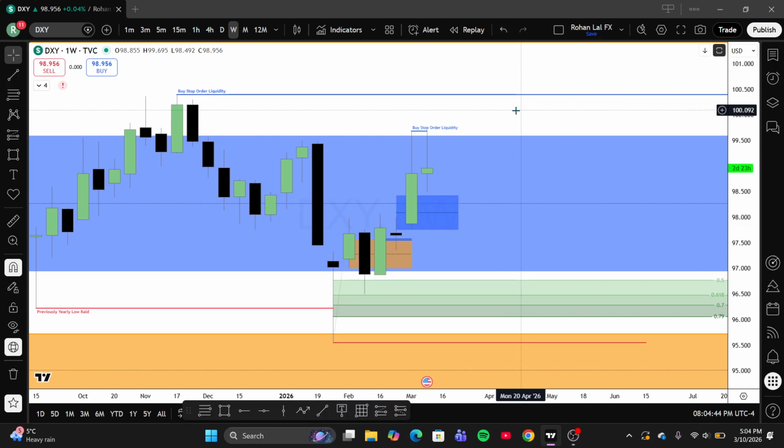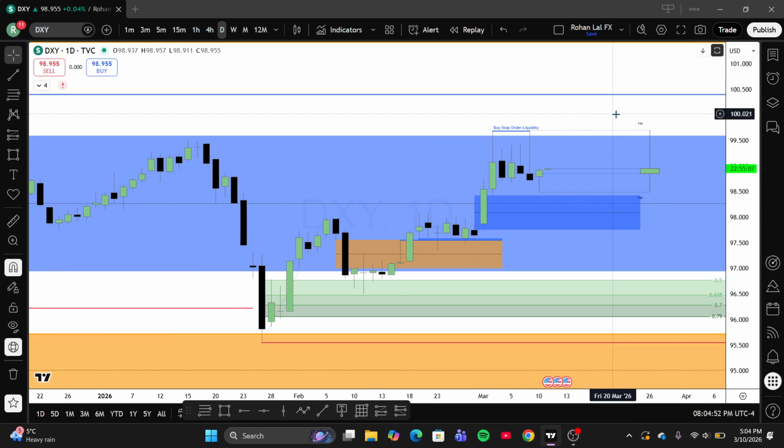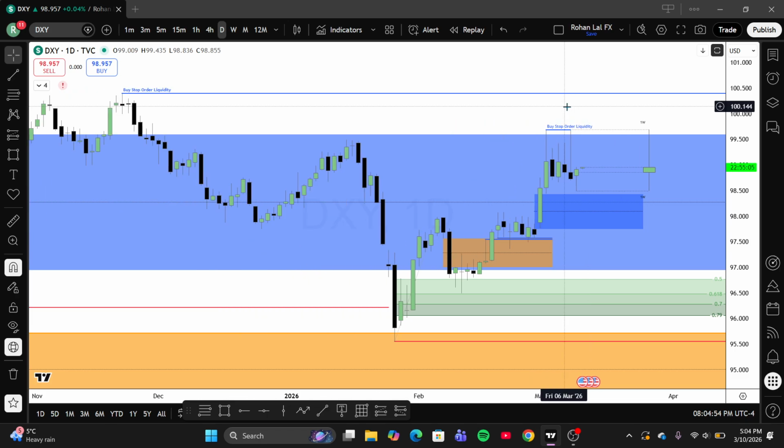We obviously do have the CPI news drivers on Tuesday, and we also have some other high impact red folder news throughout the week. Wednesday is going to be important. We have the CPI news release.